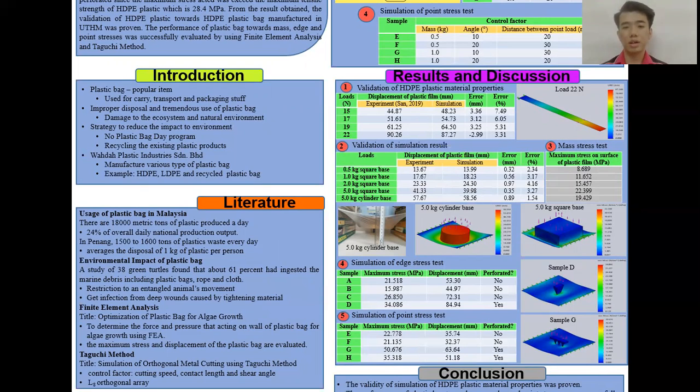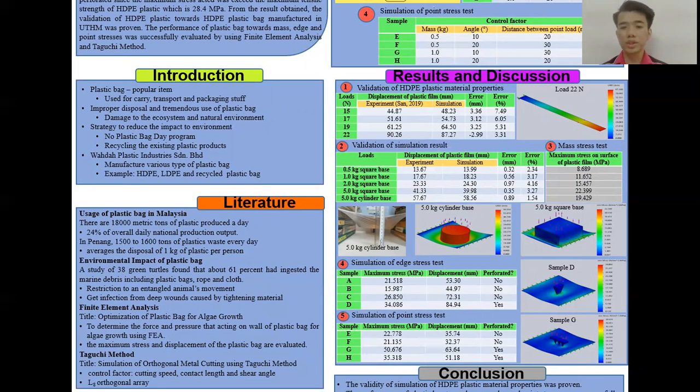So the second one is the validation of simulation result. This is the comparison between the real-life application result and the simulation result. And we can see that when the mass of the loads increases, the displacement of the plastic also will be increased.